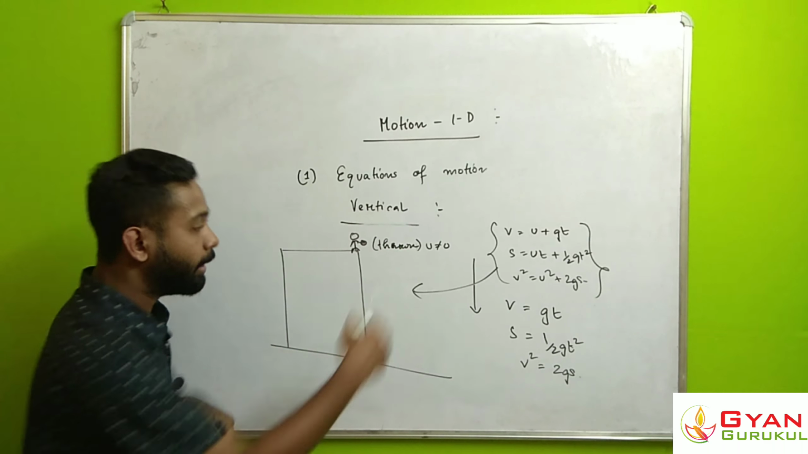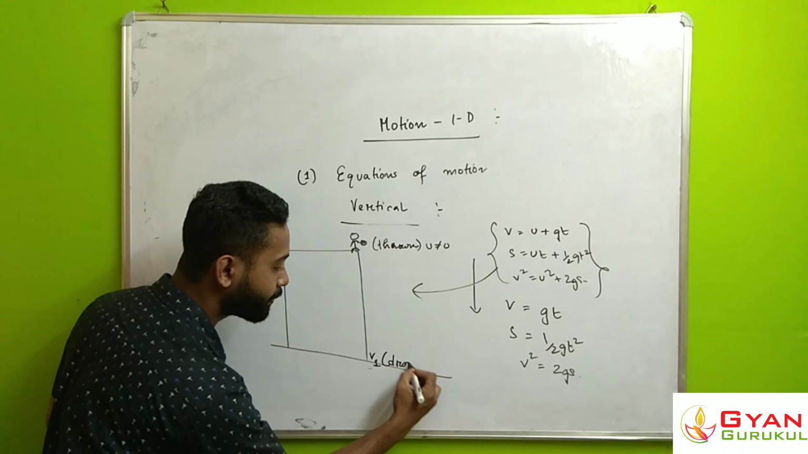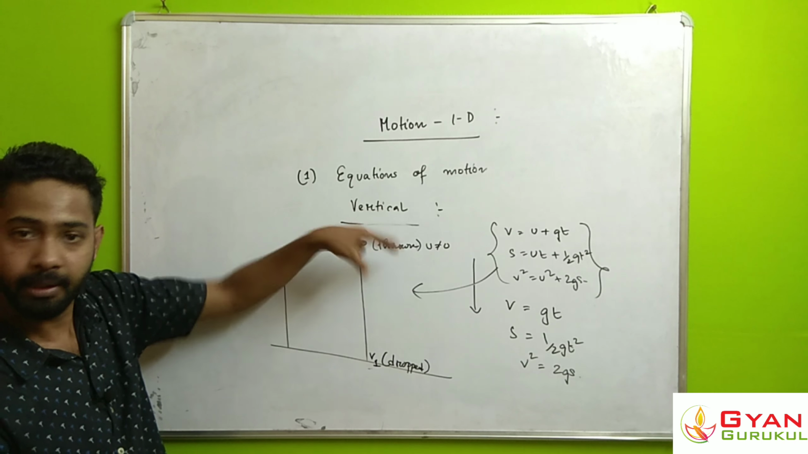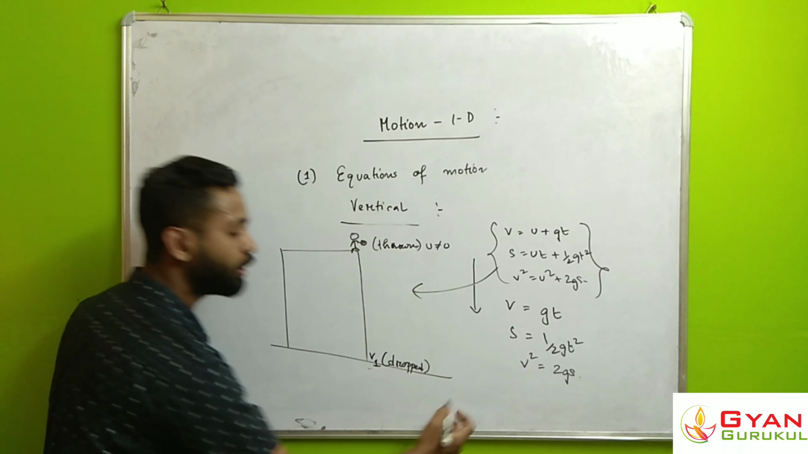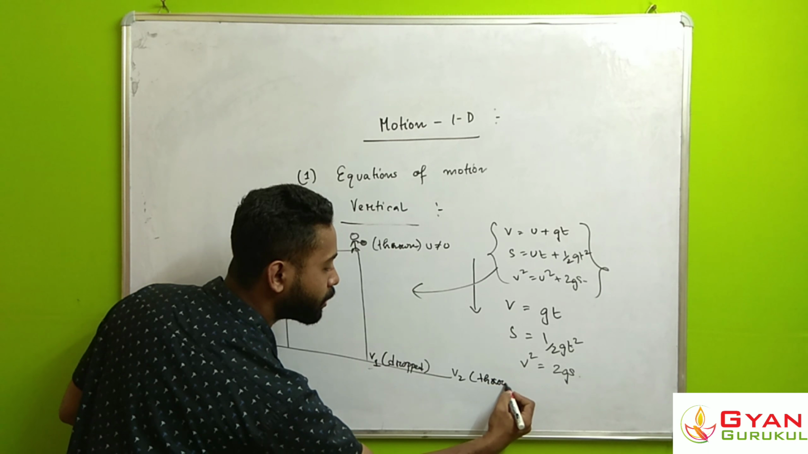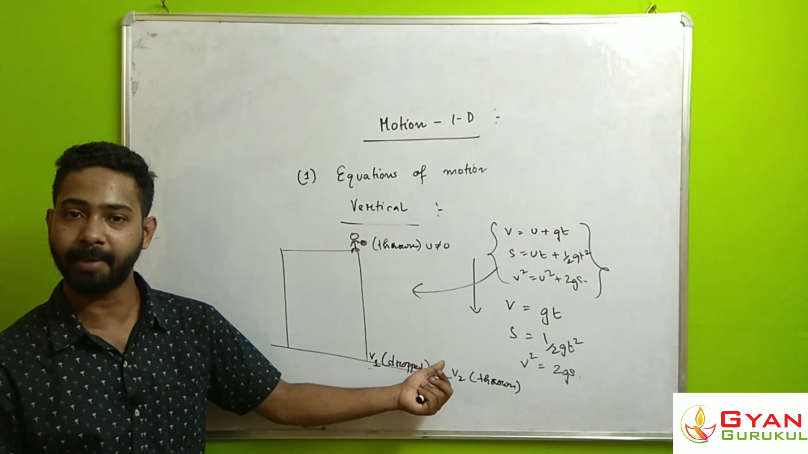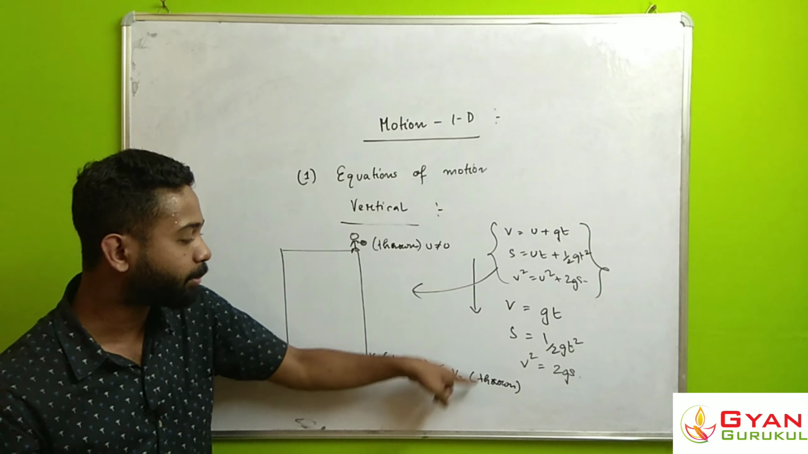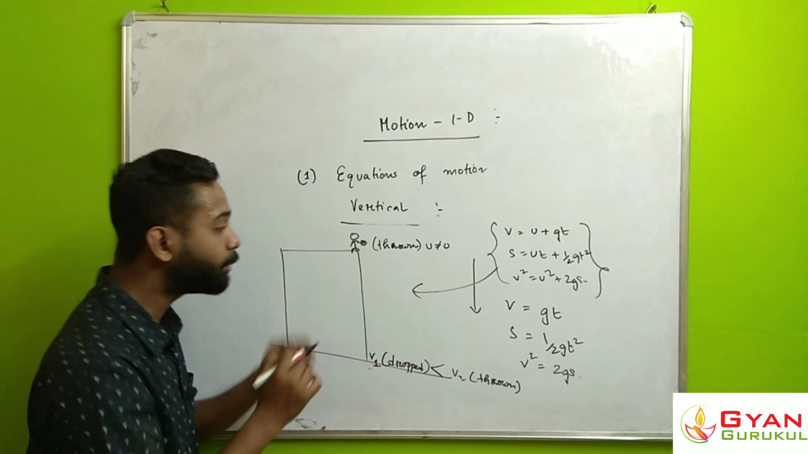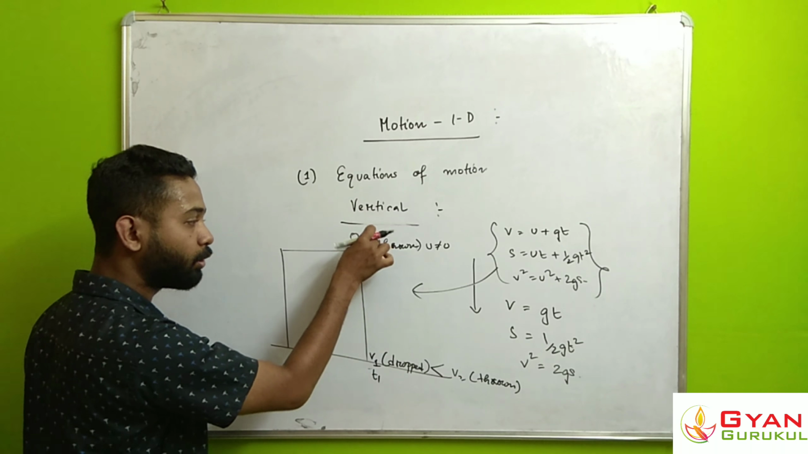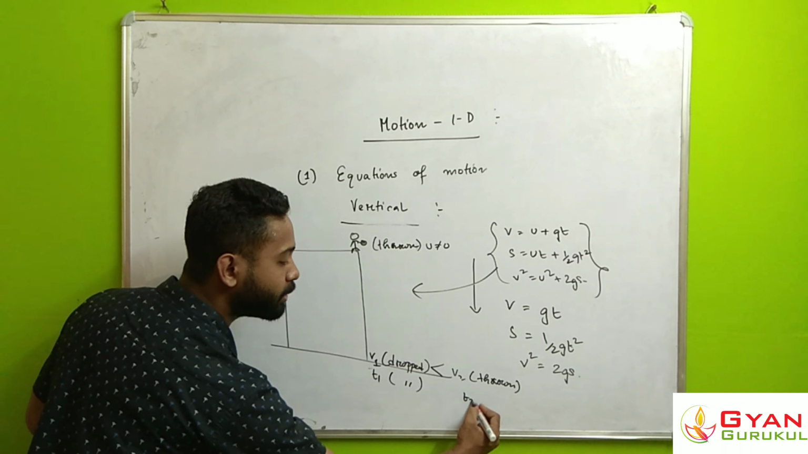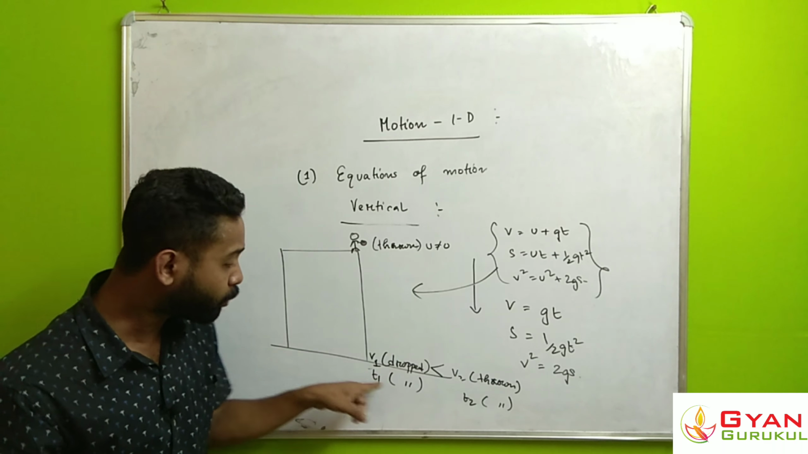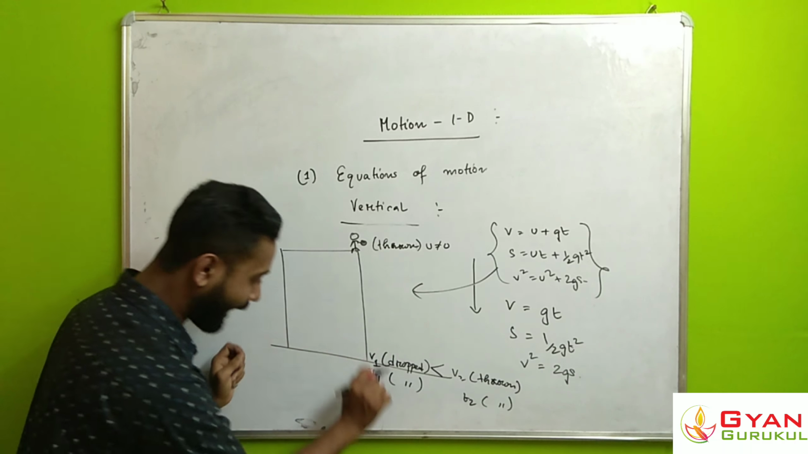If the ball is dropped, the velocity with which it falls, suppose that is v1. And if the ball is thrown, the velocity with which the ball hits the ground, suppose that is v2. So now if you are asked which velocity is greater, you should logically understand that obviously v2 would be greater, because this would come with a higher velocity when you throw the ball. And the other way around, if t1 is the time taken for the ball to fall during the dropping condition, and t2 is the time for the ball to fall during the throwing condition, which time would be greater? In that case, time t1 would be greater, because when we drop the ball it takes more time.